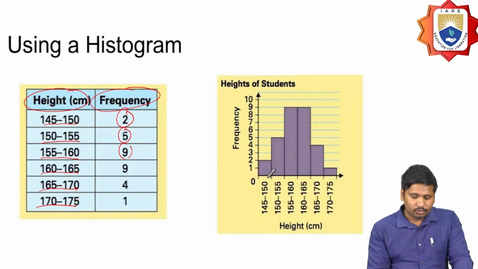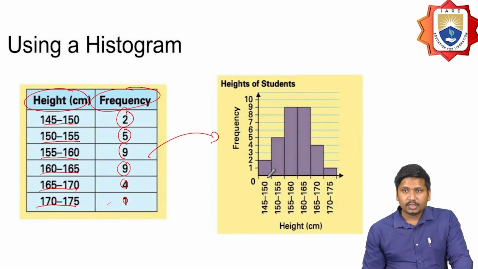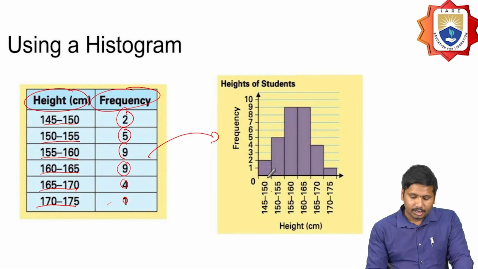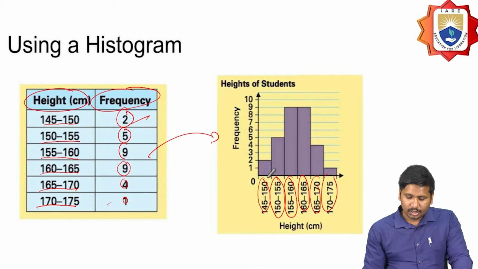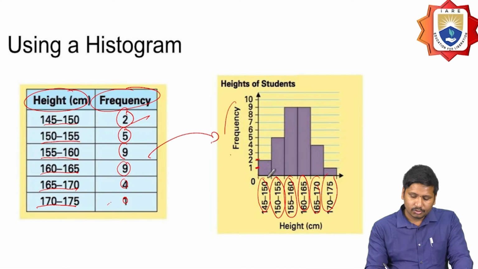Now I am going to show how to construct this histogram. Let me take these class intervals as 145 to 150, 150 to 155, 155 to 160, like this I have to take the class intervals. So the very first one is 2, right? So for the 140 to 162 class interval, the frequency should be taken on the y-axis and height on the x-axis here.